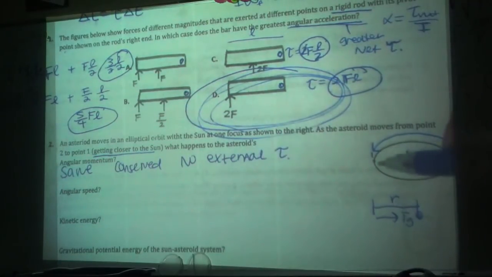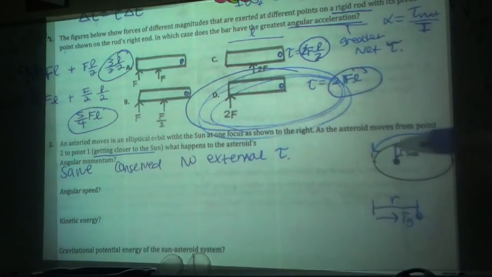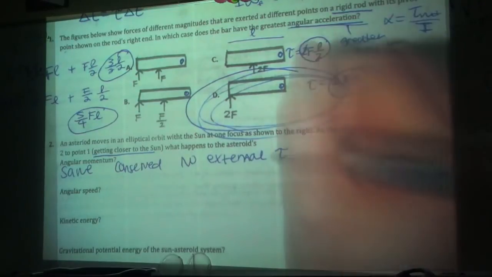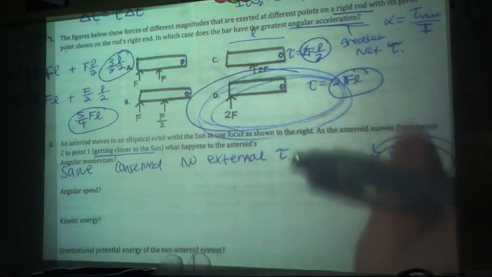So I just drew that for point 1, but even right here, this is your R to the sun, and your force of gravity is that way as well. So there's no external torque. Your angular momentum is going to be conserved.